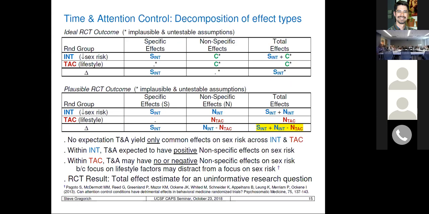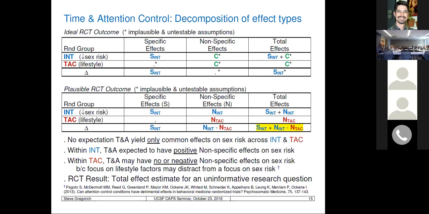So it's possible that you end up having competing demands. It's possible that time and attention is a positive influence within sex risk or zero influence in lifestyle, but it's also possible that it's a negative influence in lifestyle. And there are plenty of studies that have shown this. Well, there are several. Some studies have had an active intervention, a time and attention control, and then usual care. And there are several examples where the time and attention control does worse than usual care. So there's a real possibility that this distraction effect is happening. I think this bottom panel is much more plausible than the top panel.